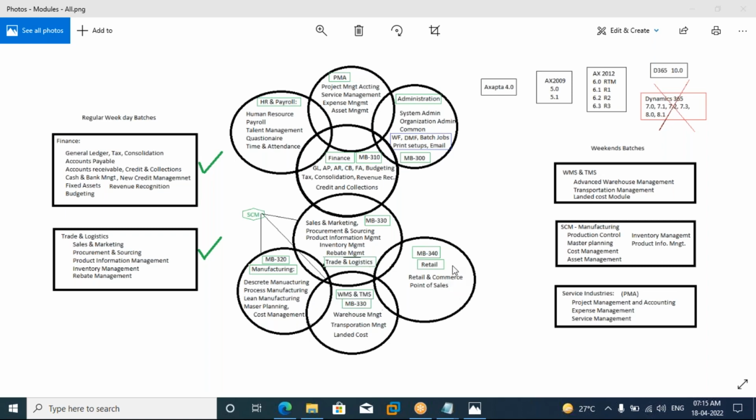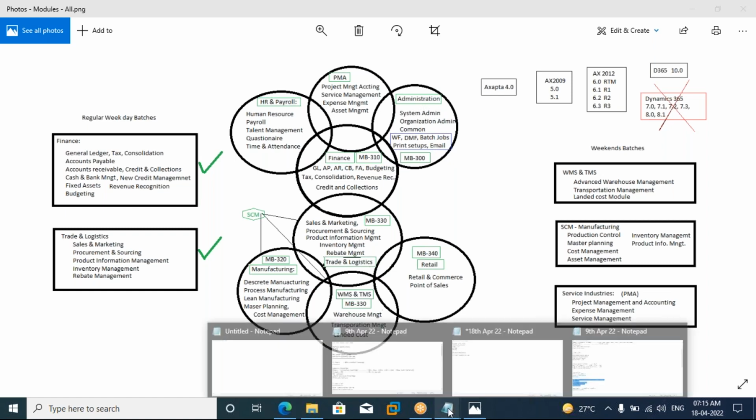I will not teach retail and e-commerce. I'm not expert in that area. I'm not expert in HR and payroll either. These two I will not teach. I am expert in this area only to some extent, not completely. Okay, these are the modules.